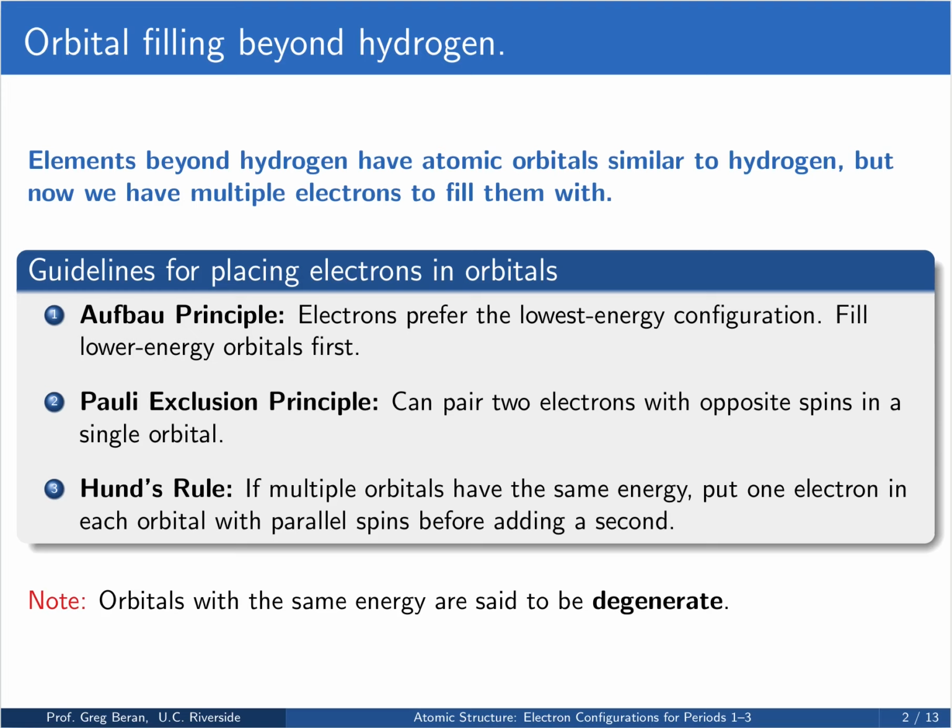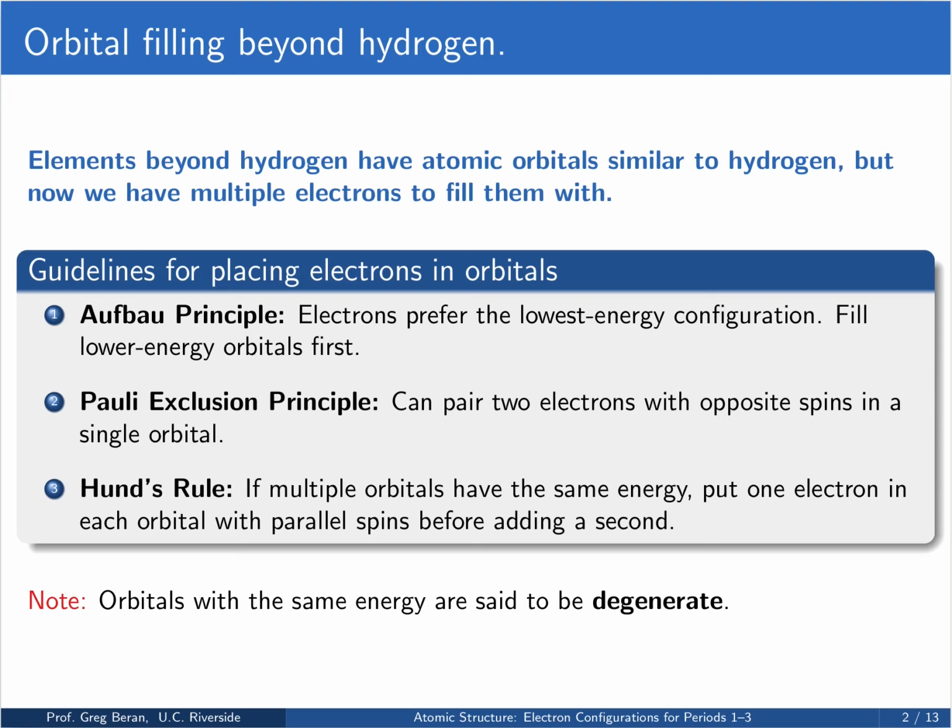The third rule is Hund's rule. This rule is relevant when we have multiple orbitals with the same energy. Such orbitals are called degenerate orbitals. So when we have degenerate orbitals, Hund's rule says we should typically put one electron in each of the degenerate orbitals with the same spin before adding a second electron of the opposite spin to any of those degenerate orbitals. These will all become clear in a moment when we look at some examples.